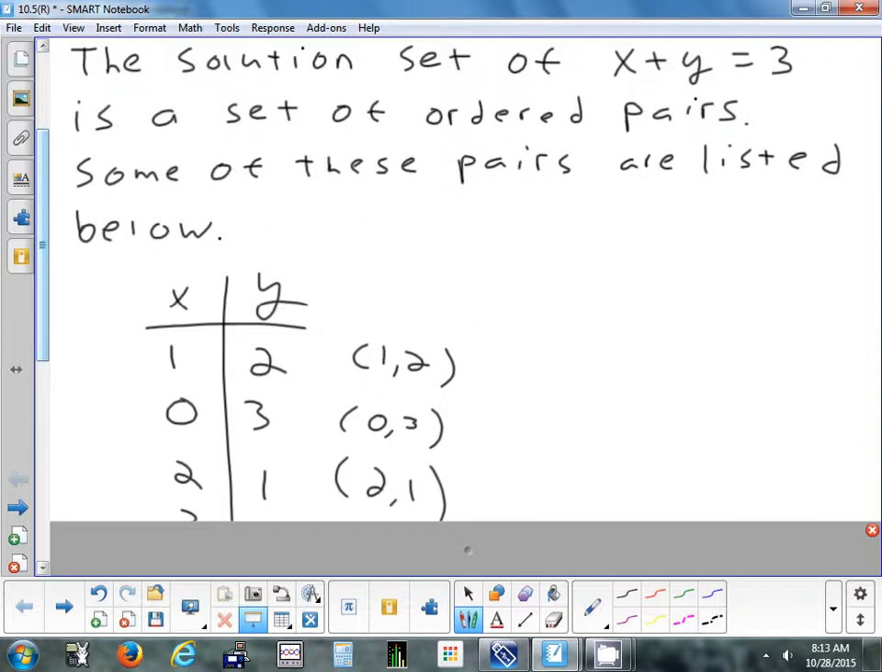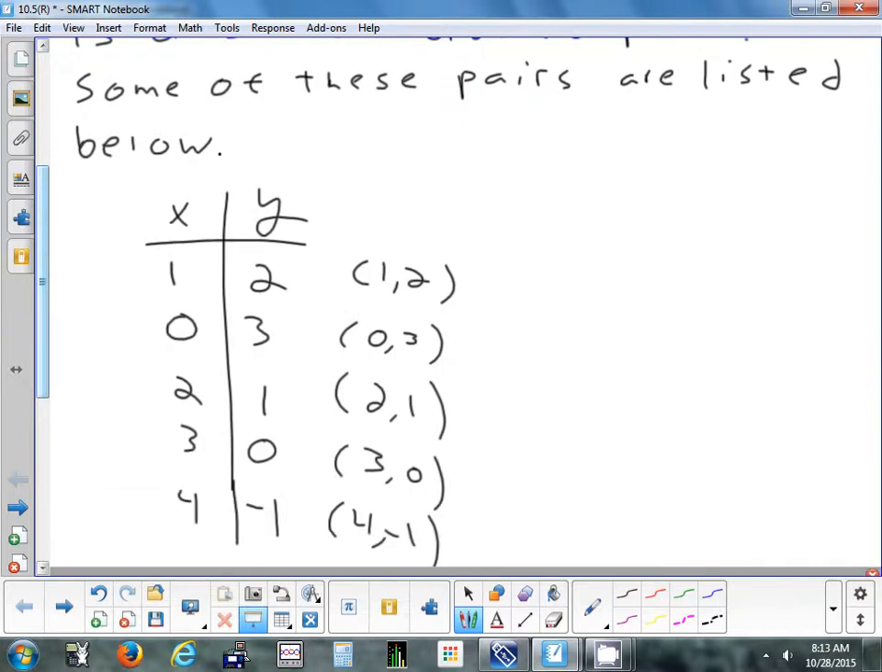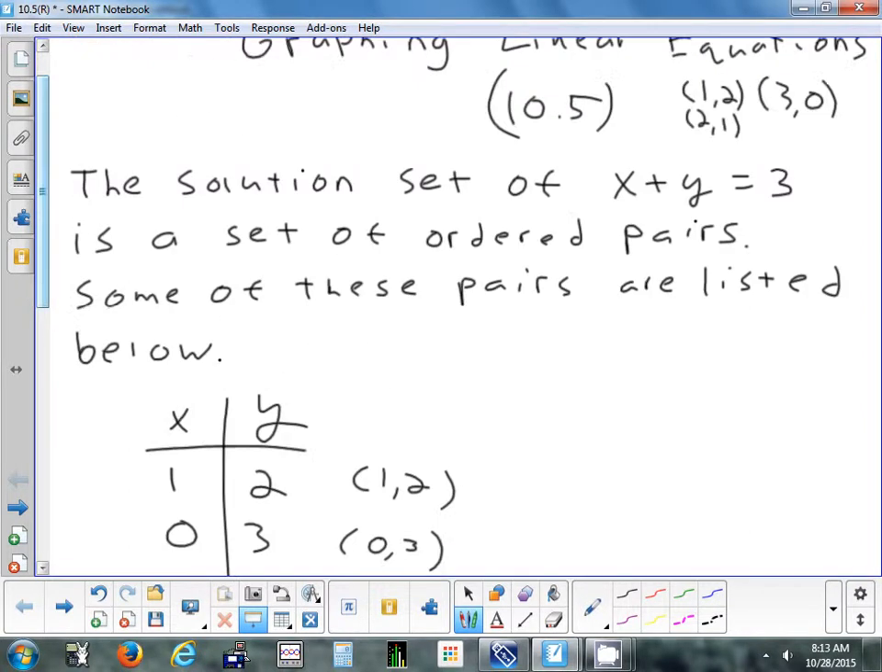2, 1. We had that one. And somebody said, can't you use negatives? Yeah. If you take 4 and add negative 1, what do you get? You get 3. So all of these points are answers to this equation.